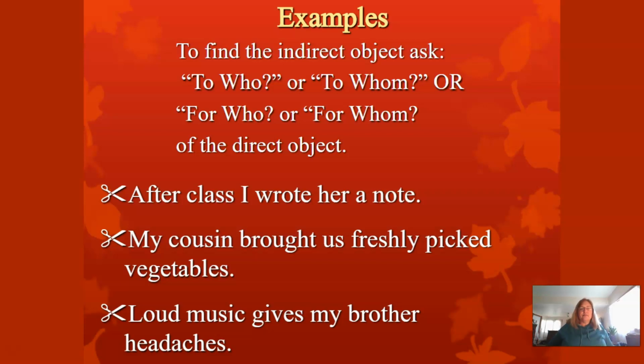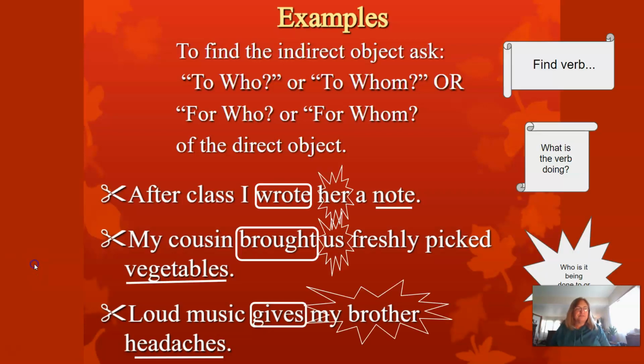And that's your indirect object. Next sentence, my cousin brought us freshly picked vegetables. Find the verb. Ask who or what got the action of that verb. And then look in between the verb and the direct object to find who or what received that direct object. Last sentence, loud music gives my brother headaches. Find the verb. Ask yourself, what's receiving the action? For who?